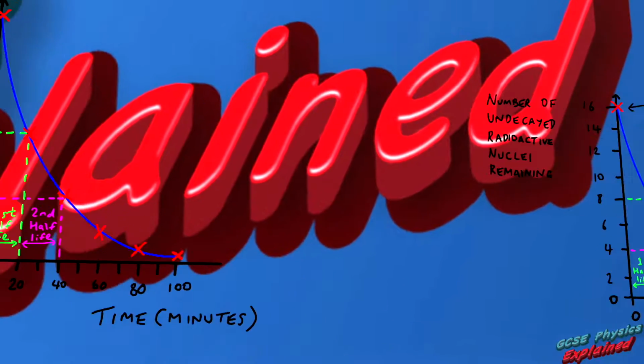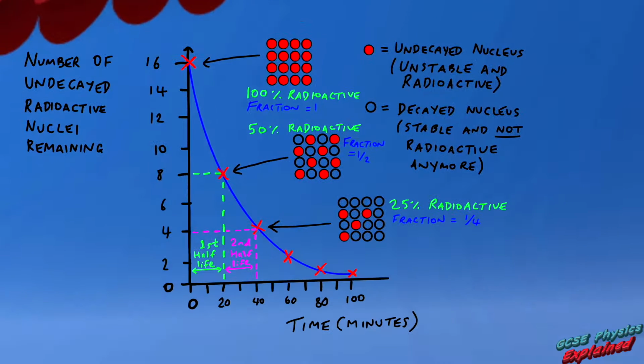Remember, the half-life can also be explained in terms of how many undecayed radioactive nuclei there are remaining. So if we plot a graph of undecayed radioactive nuclei against time, we get the exact same shape. We say the decrease is a negative exponential. It drops very fast at first, then very slowly towards the end. I've simplified the numbers involved to make it easy to draw. In real life, there'd be millions of atoms involved, not just 16.